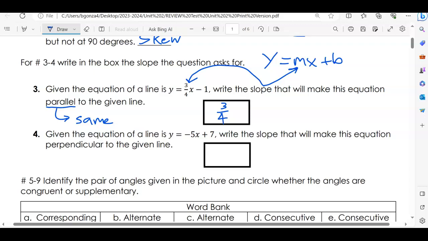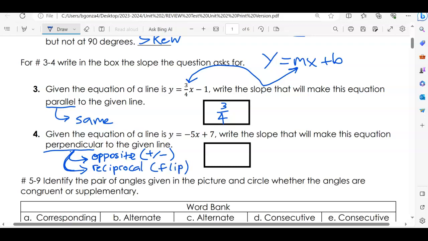Now, given the equation y equals negative 5x plus 7, write the slope that will make this equation perpendicular. So there are 2 changes, right? It's opposite, and that's the positive. Oh my gosh. The opposite is the positive negative sign. And then the reciprocal, that's the flip.